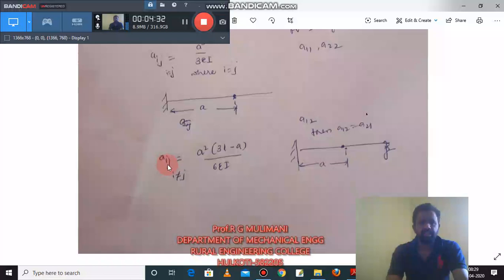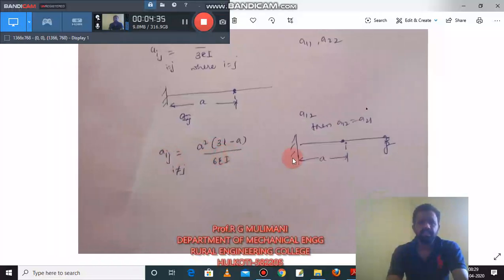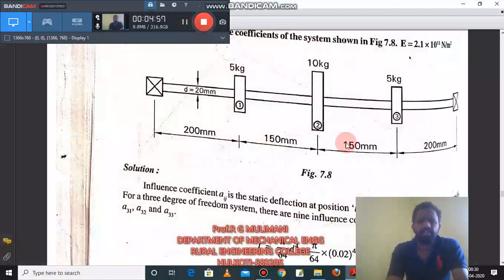Similarly, when i is not equal to j, you use this equation with a square. What is a here? The position of the mass i with respect to the fixed end. Okay, and this L is the total length. Okay, use these equations to find the influence coefficients for the cantilever beam. Okay, let us see problems on it. Okay, this is the simply supported beam.